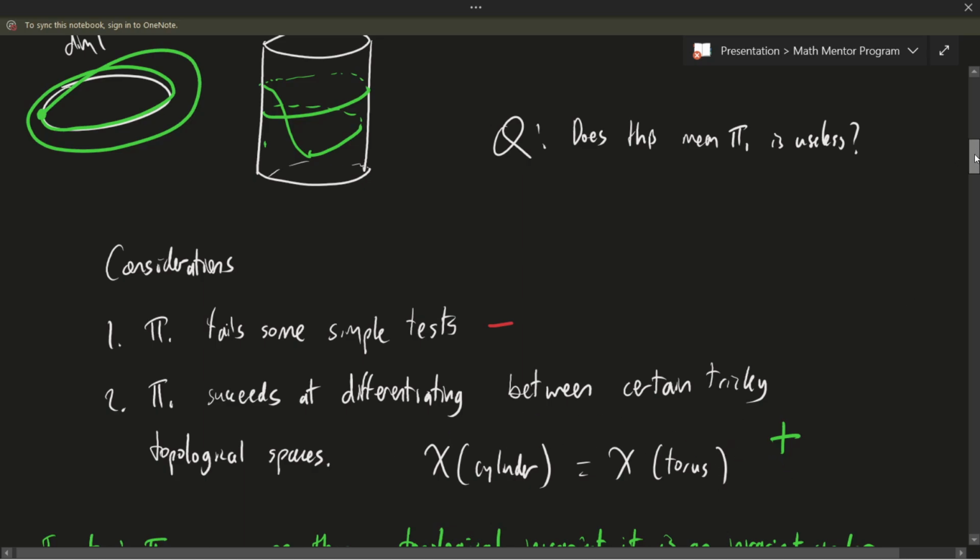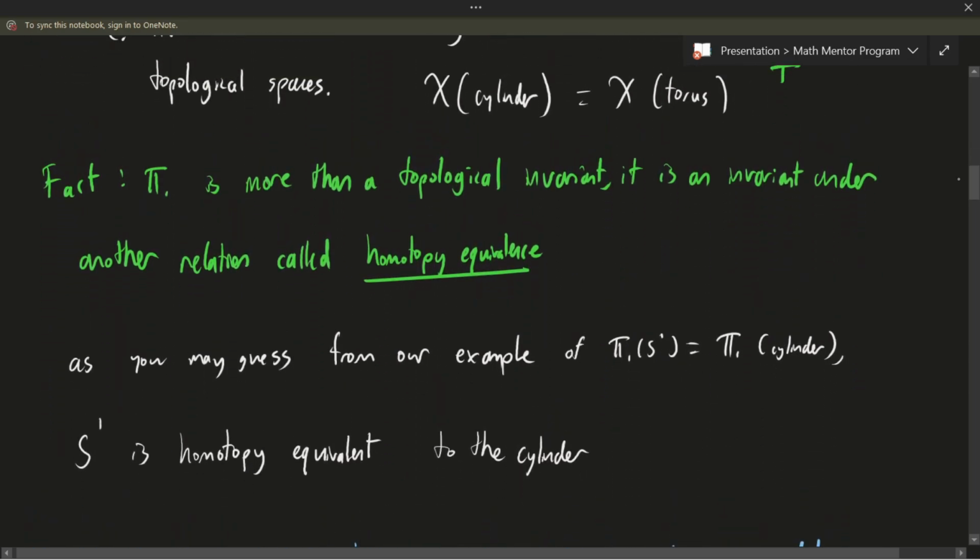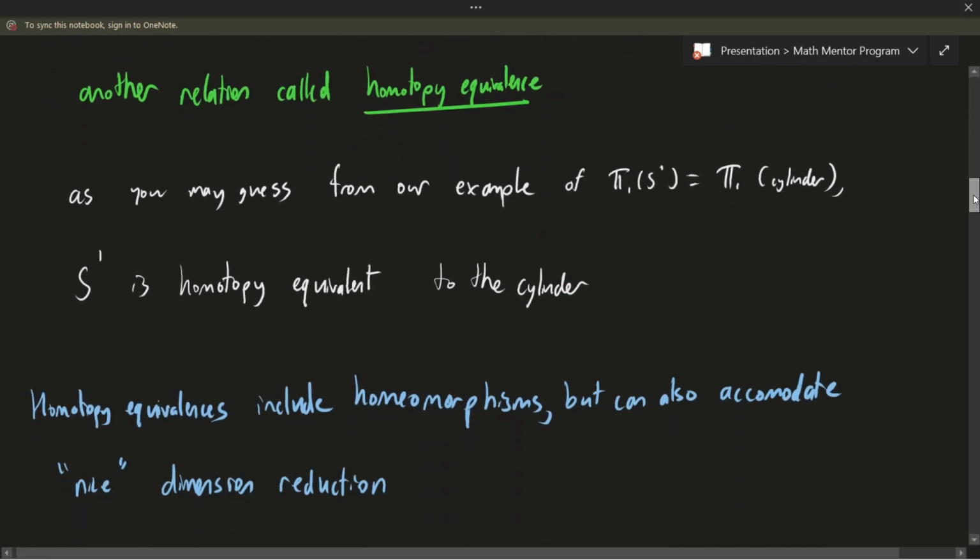So it seems like this fundamental group may be like another dummy invariant. It doesn't do the greatest job, but it is able to do a good enough job in some cases where other invariants will fail. So here's the fact that we're missing. It's that the fundamental group is not exactly a topological invariant. Of course, there's no such thing as a perfect topological invariant, but the fundamental group is actually more properly labeled a homotopy invariant. It is invariant under another relation, which we're going to discuss today, called homotopy equivalence. Right? So as you might be able to guess from our example with the circle and the cylinder, the circle is homotopy equivalent to the cylinder. And I'll discuss what that means intuitively.